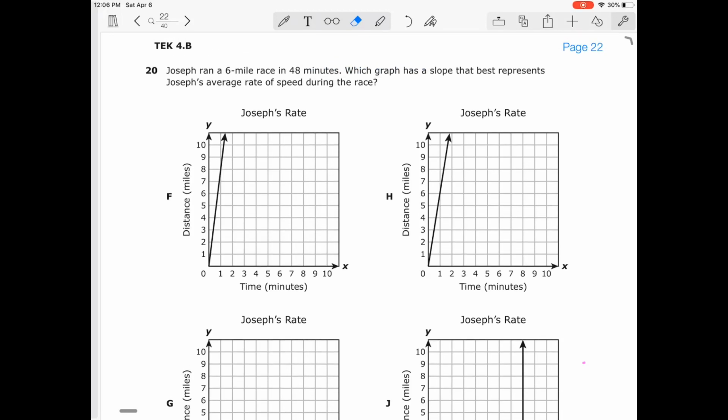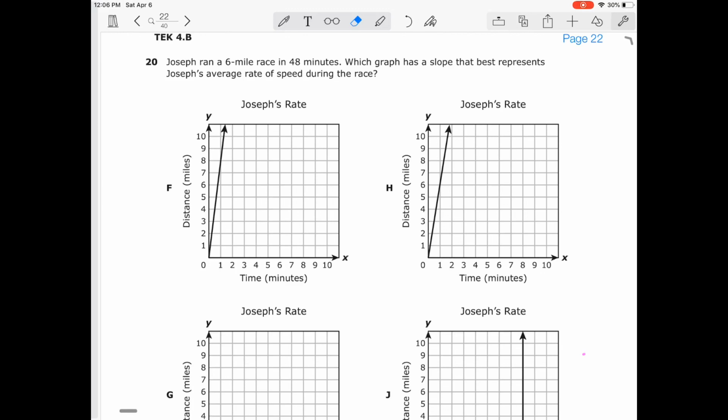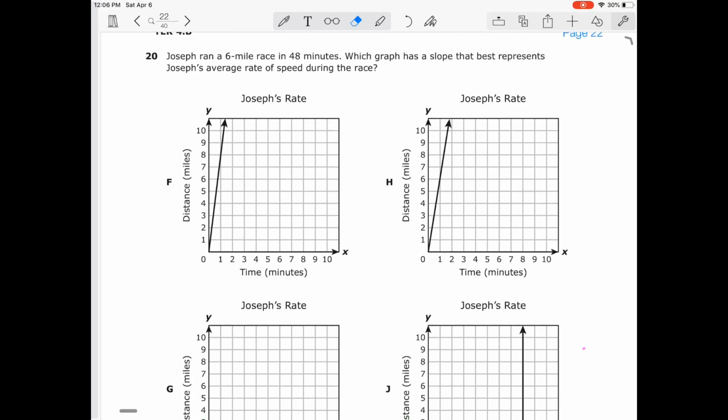All right, so in number 20, Joseph ran a 6-mile race in 48 minutes. Which graph has a slope that best represents Joseph's average rate of speed during the race? So let's look at our answer choices. So we have F. Well, I'm going to go to 6, and at 6, these are time in minutes, so that's at 1 minute, so definitely not F. And then H, all right, go to 6, again, he's at 1 minute, so it's definitely not H.